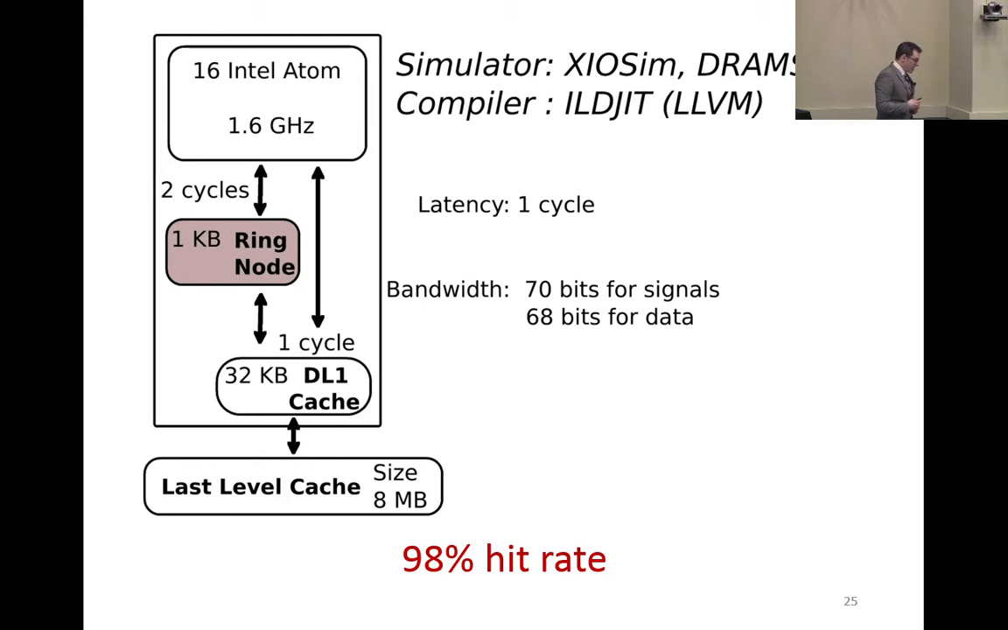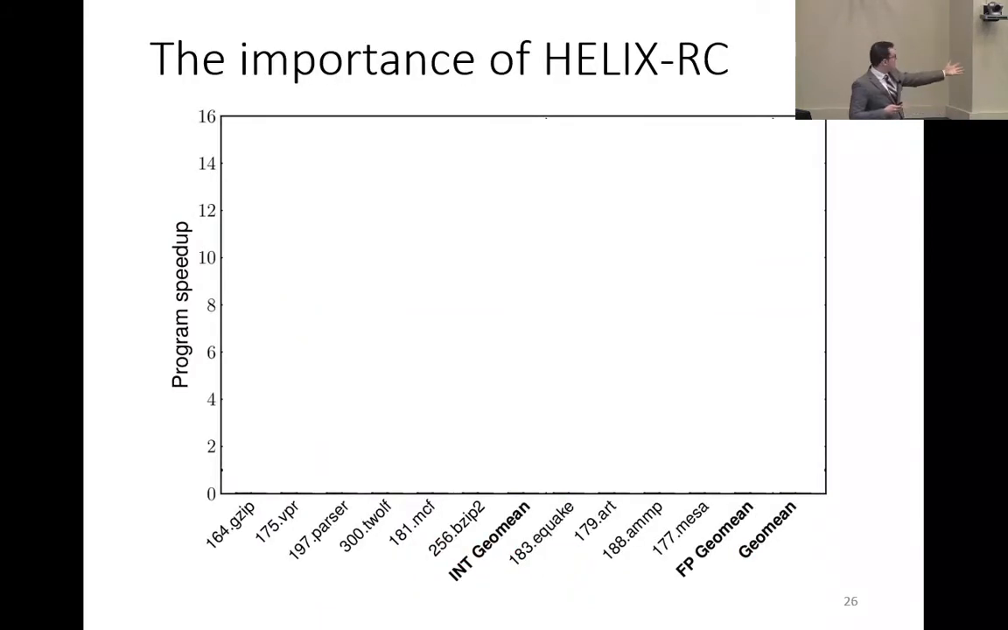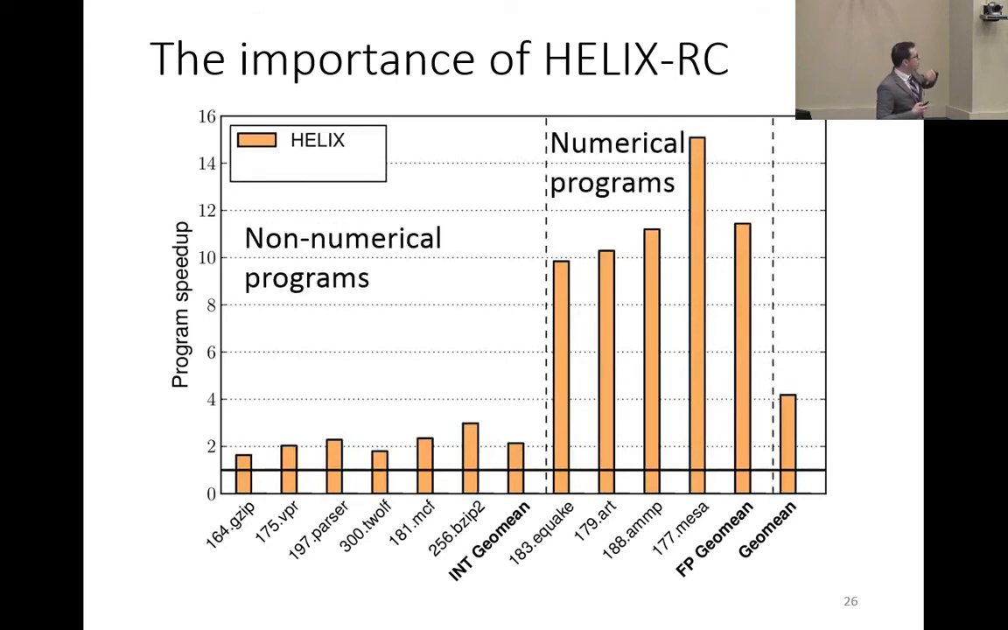Of course, you may think, well, this is great, but at the end of the day, we don't care about this. We care about performance. So give me performance. This is what we see in this slide. The x-axis are benchmarks, and the y-axis is the performance obtained by Helix RC and Helix as well. So let me start first by showing the compiler-only solution.